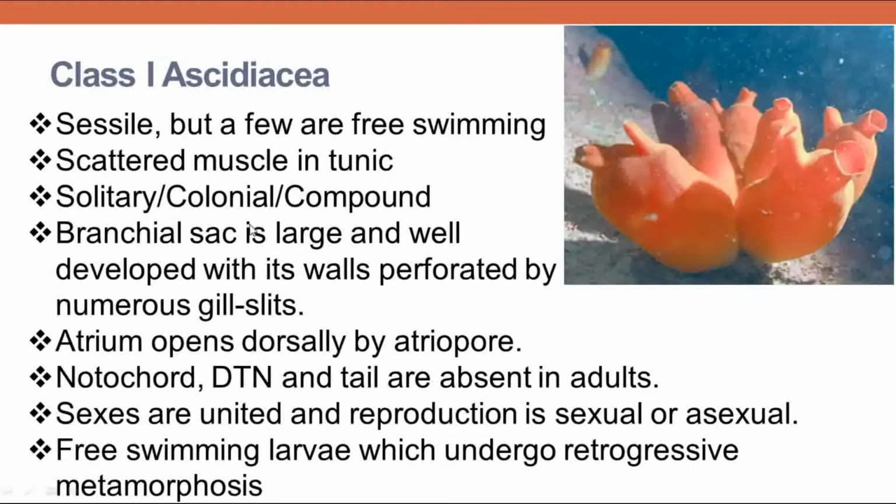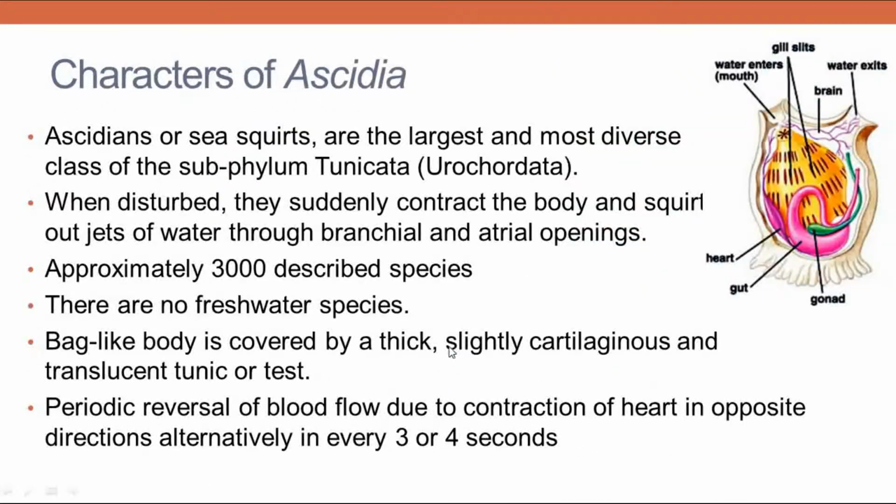They are all repetitions of the characters of the urochordate. Then the atrium opens dorsally by atriopore. Notochord, dorsal tubular nerve cord and tail are absent in adults. Sexes are united and reproduction is sexual or asexual. Free swimming larvae are present and these larvae undergo retrogressive metamorphosis to form adult, meaning most of the larval characters are lost during the development of the adult. That is what is called retrogressive metamorphosis.